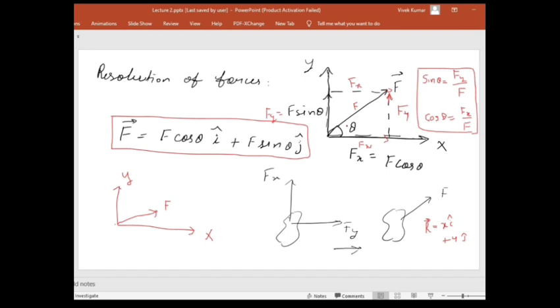और in vector terms अगर हमें इसको राइट करना है तो हम कैसे लिख सकते हैं? This is F cos theta, which is the x component and i is the unit vector in the direction of x. So F cos theta i cap plus F sin theta j cap. j is the unit vector in y direction and F sin theta is its magnitude in y direction. Okay?